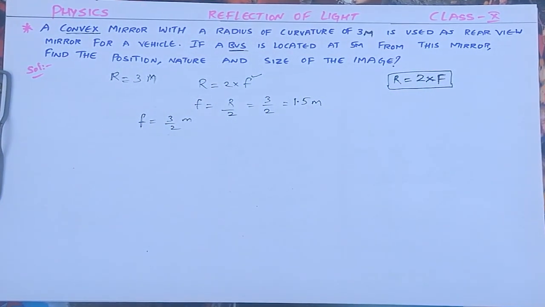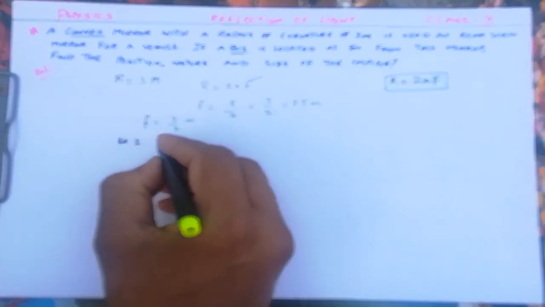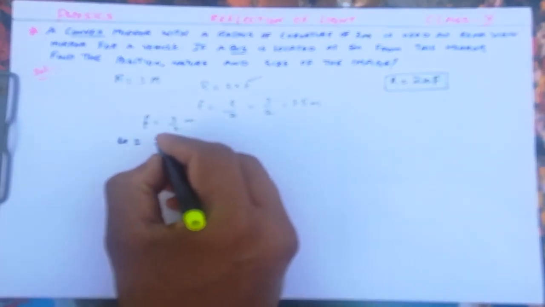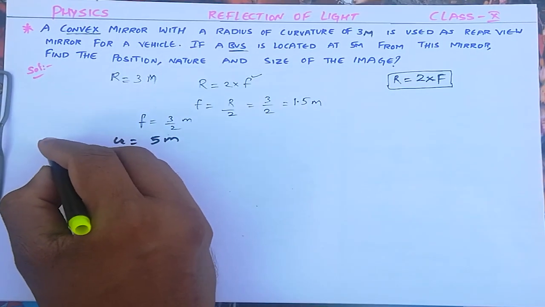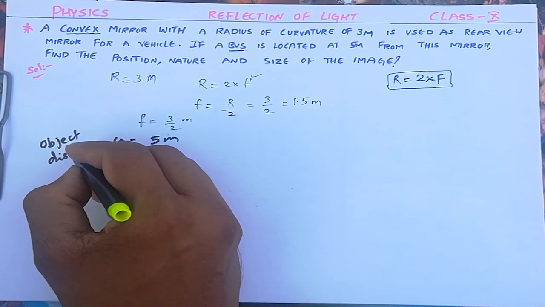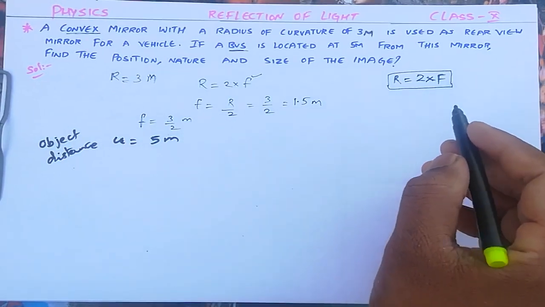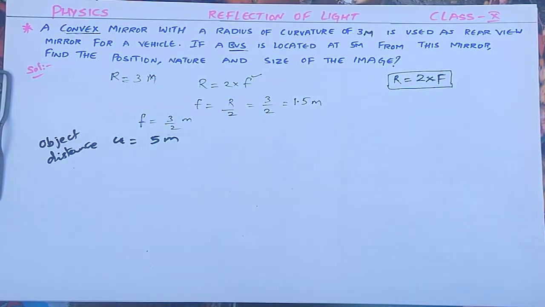Then what is given more? Object distance, that is U equal to 5 meters from this mirror. So whether we need to take the object distance as positive or negative, see, I'll explain.